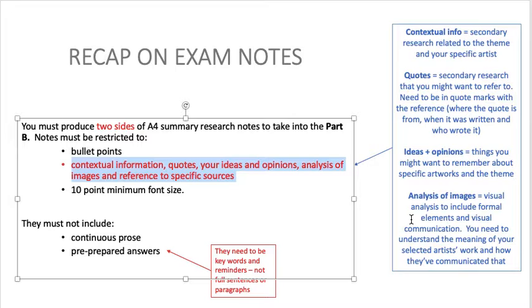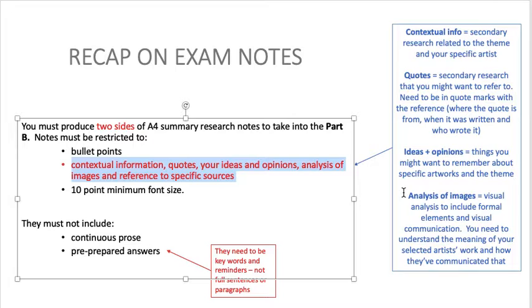The second set of information that you can give is ideas and opinions. So this might be things that you want to remember to say. So things that you've thought about the artwork or thought about the theme that you want to remember to include.